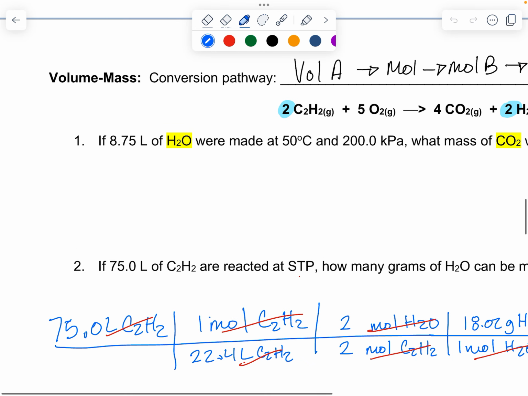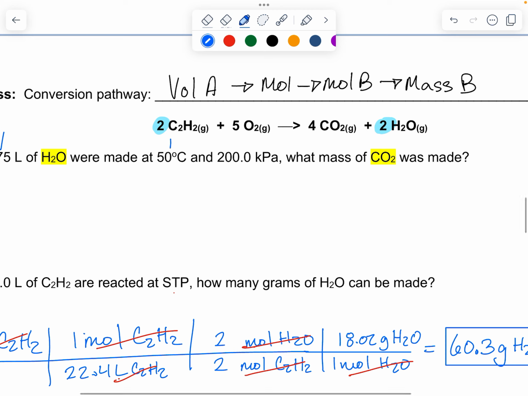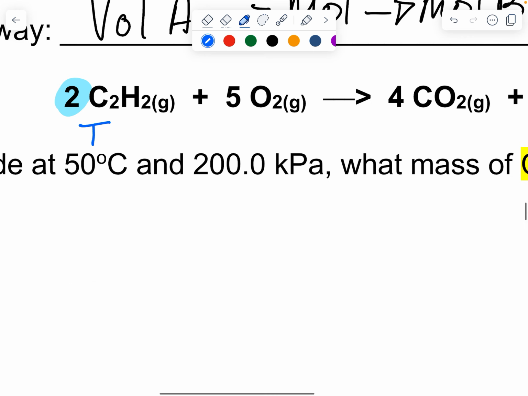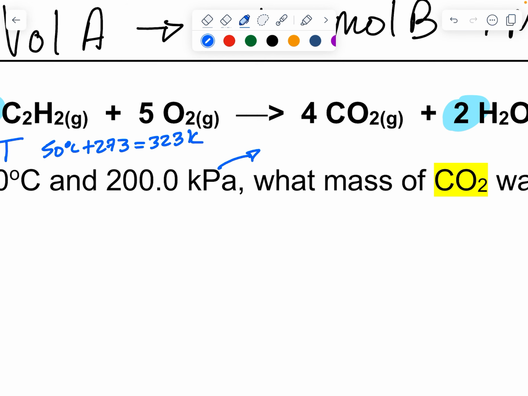As I always recommend, let's label what we've got when we annotate our question. We've got 8.7 liters. That's volume. 50 degrees Celsius is temperature. I can't keep it at 50 degrees Celsius; I have to add 273 to that. So 50 degrees Celsius plus 273 converts into Kelvin: that's 323 Kelvin. And then we've got 200 kPa, and what you know about kPa is I can't keep it as kPa. It's got to be in atmospheres. So we have 200.0 kPa.